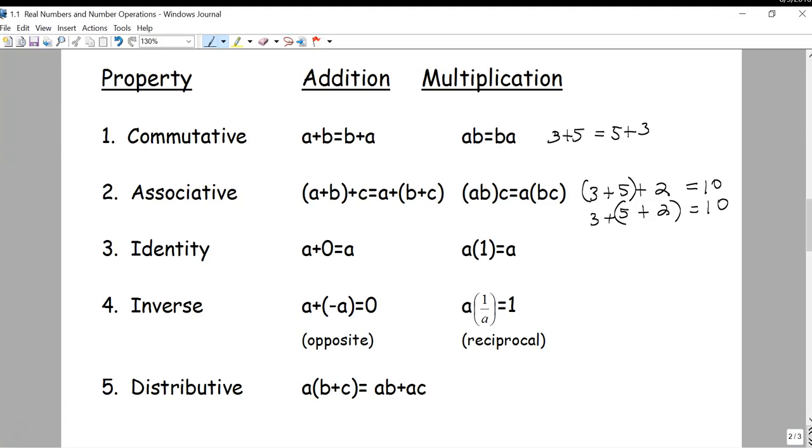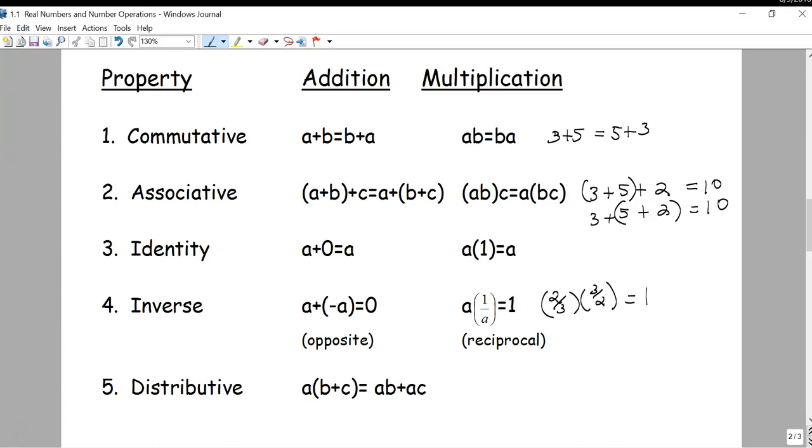We've also got the inverse property. It's different for addition and multiplication, so we need to make sure we know the difference. The additive inverse property says that if we add two opposites together, we get 0. 5 plus negative 5 is 0. 1/5 plus negative 1/5 is also 0. The multiplicative inverse property says that if we multiply a number by its reciprocal, we will get 1. 5 times 1/5 is 1. And 2/3 times 3 over 2 is also 1. That's the multiplicative inverse property.